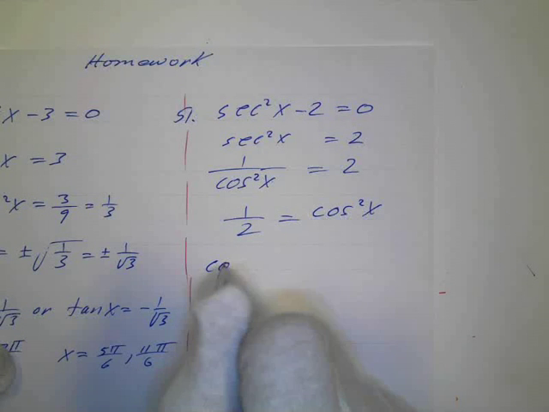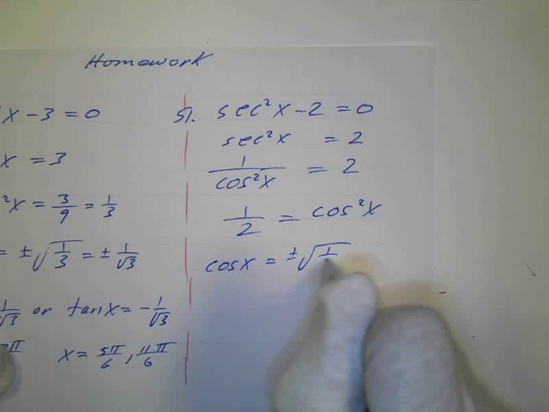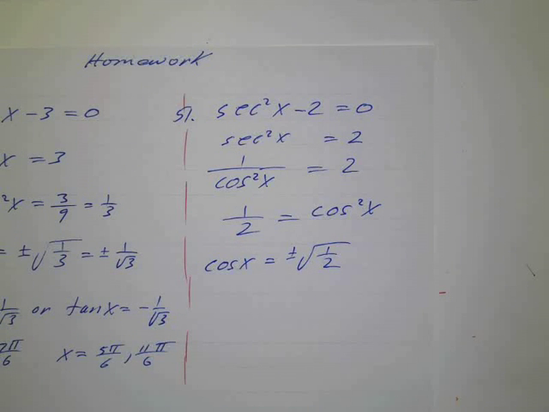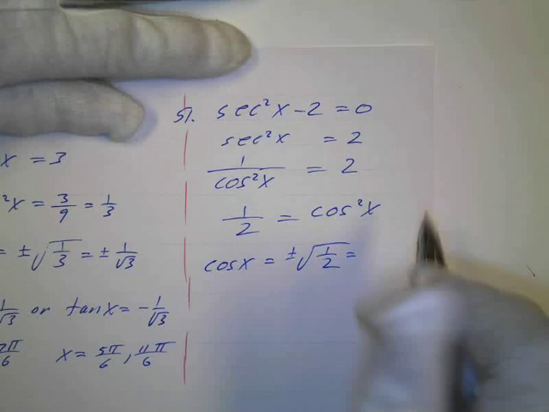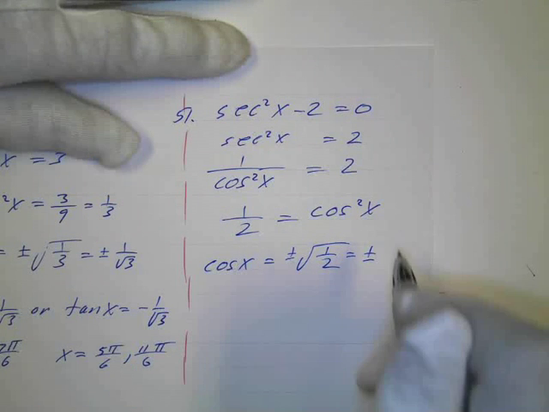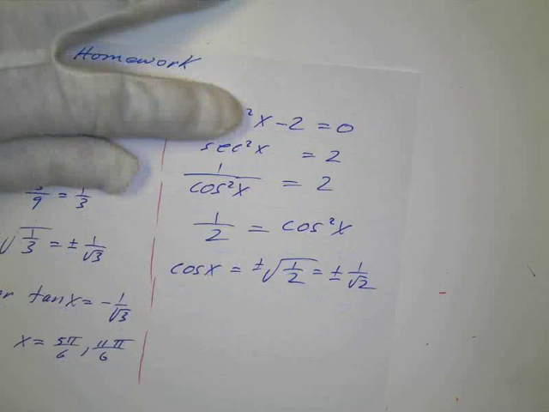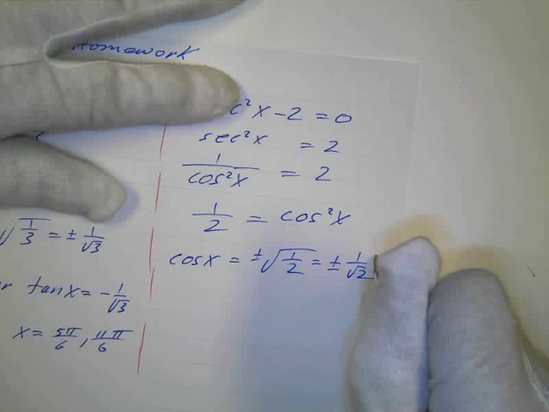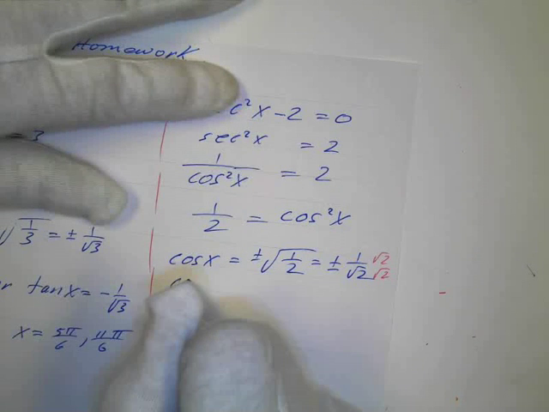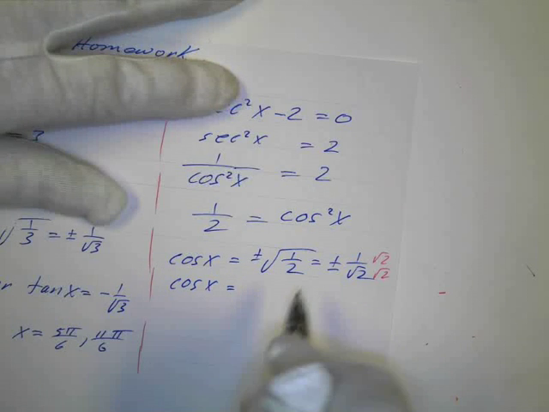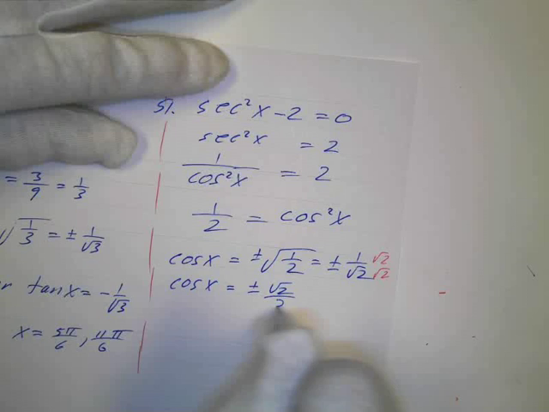And then if I take the square root of both sides, I get cosine of x equals plus or minus the square root of 1/2. And then I can break that up. And that's plus or minus 1 over the square root of 2. Then I can multiply the top and the bottom by the square root of 2 to rationalize that. So I get the cosine of x equals plus or minus the square root of 2 over 2.